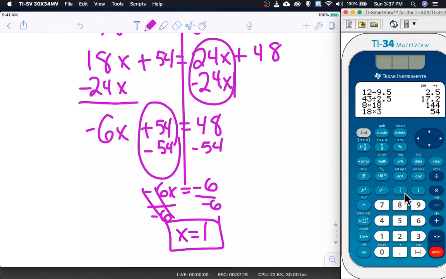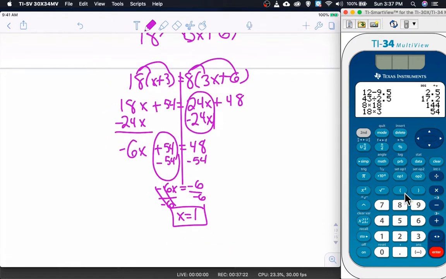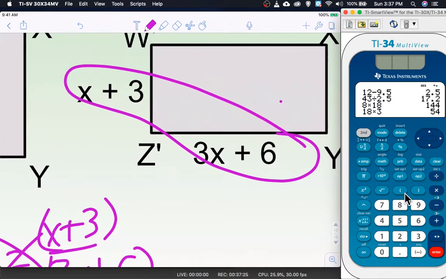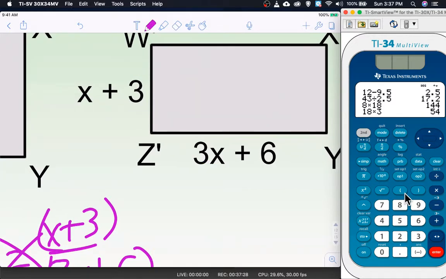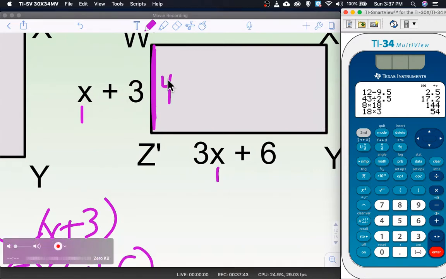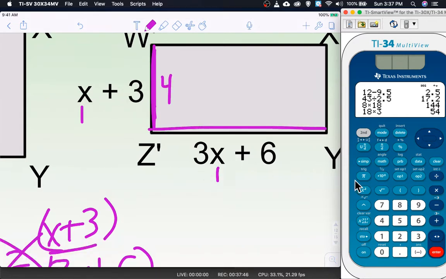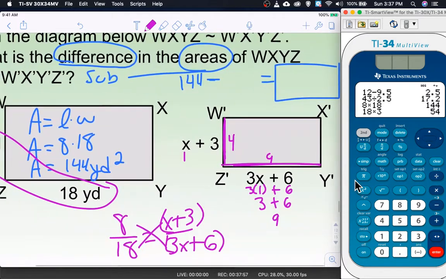Now remember our game plan. We needed to find x because we needed to know how big these sides were. X is 1. So this side here has a length of 4 because 1 plus 3 is 4. This side down here, my bottom side, is 3 times 1 plus 6, so that's 3 plus 6 is 9. And I know the area of that rectangle now because area equals length times width, and 4 times 9 is 36.